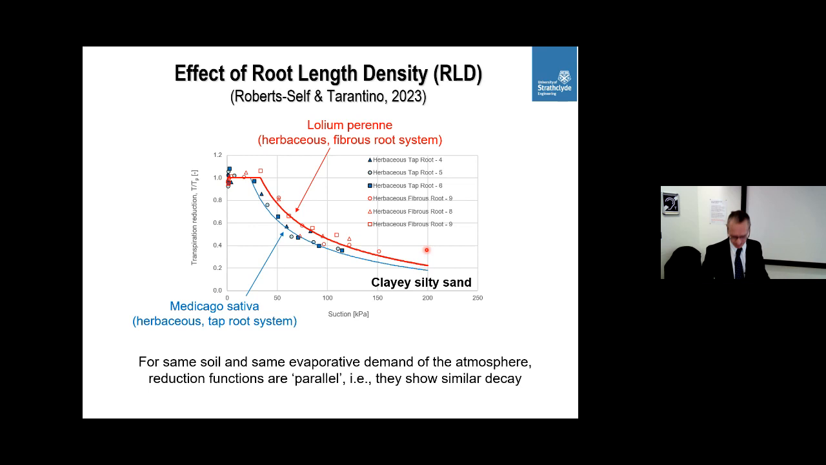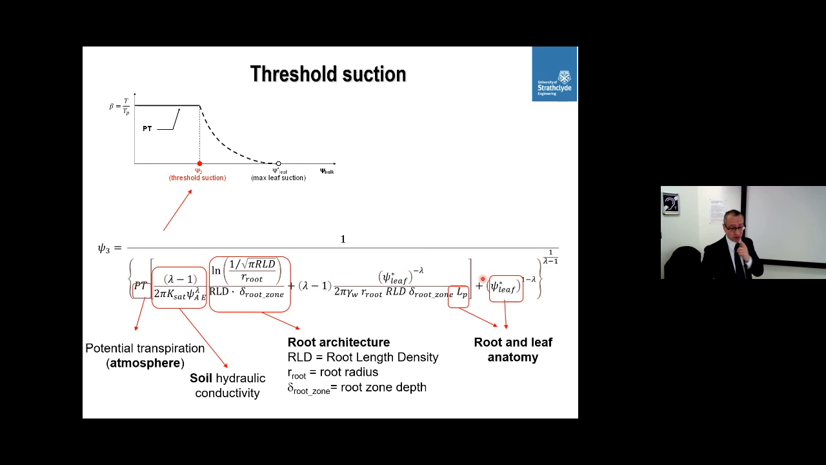Also, when you are developing the model, you are identifying all the components that you are expecting to control the transpiration. Because it's a soil-plant-atmosphere continuum, you should have something that is associated with the soil, something that is associated with the root architecture, something that is associated with the root and leaf anatomy. So you should have parameters that follow the continuum.